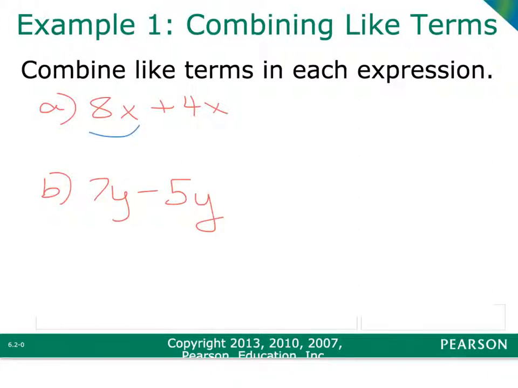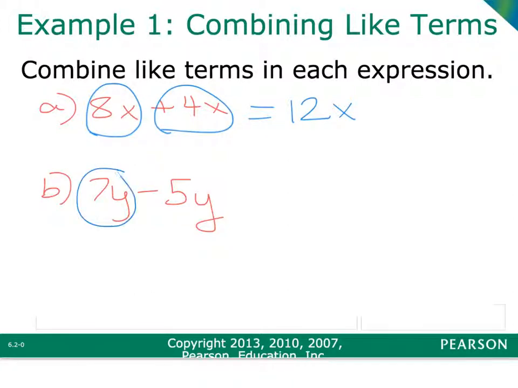So let's say I asked you to combine 8x and 4x. You just add the numbers in the front. 8x and 4x will combine to be 12x. Let's say that I've asked you to combine 7y and negative 5y. Because of the negative sign, that's going to work like a minus, and this will combine to just be 2y. Notice the variable didn't change. Notice the variable did not get an exponent. All you're changing is the number that's in the front.